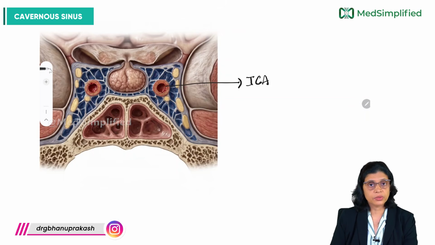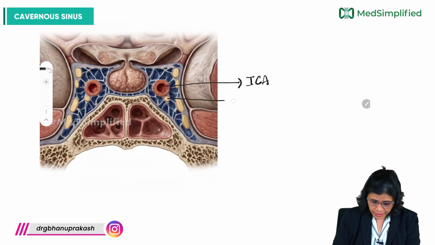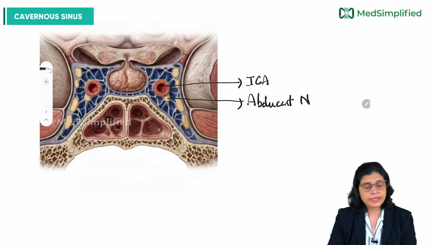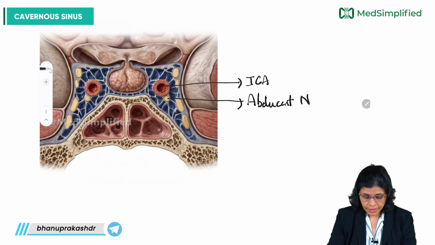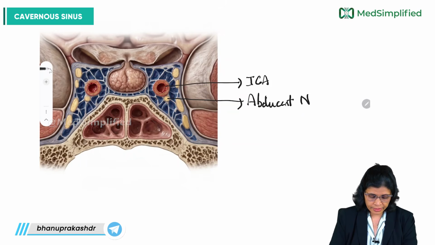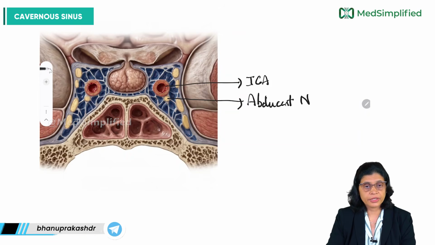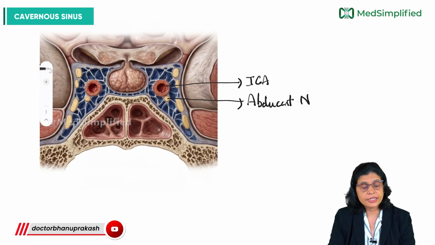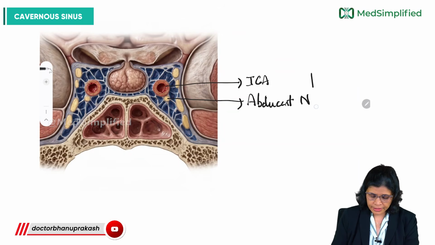Now this internal carotid artery is accompanied by a cranial nerve, that is the abducent nerve, which is the 6th cranial nerve. It will be a little below and slightly lateral to the internal carotid artery within the cavernous sinus. It leaves the cavernous sinus by passing through the tendinous ring of Zinn near the superior orbital fissure. So these two we see within the sinus.